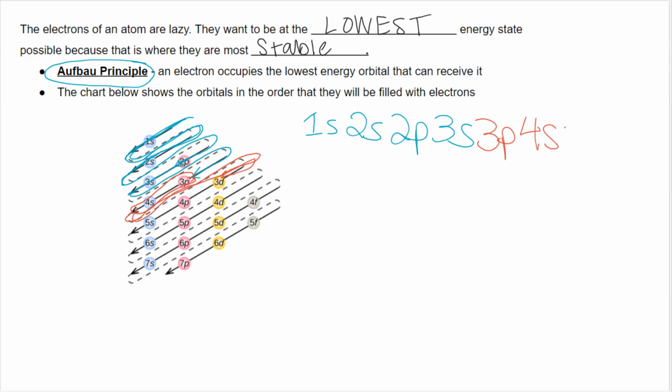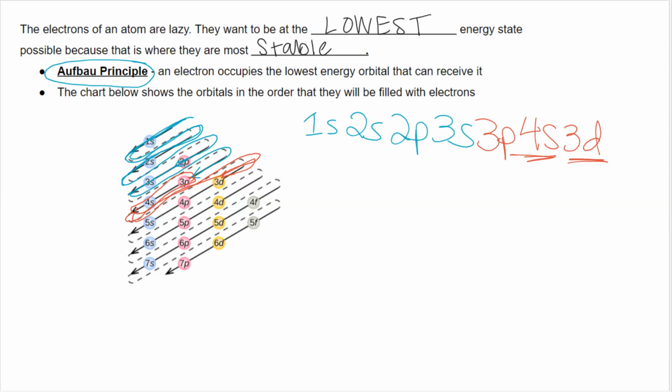And so this is where it doesn't always go according to number, because the 4s orbital is actually lower in energy than the 3d orbital. So it doesn't always go according to number. So it's important that we follow this chart and we follow this pattern of filling.